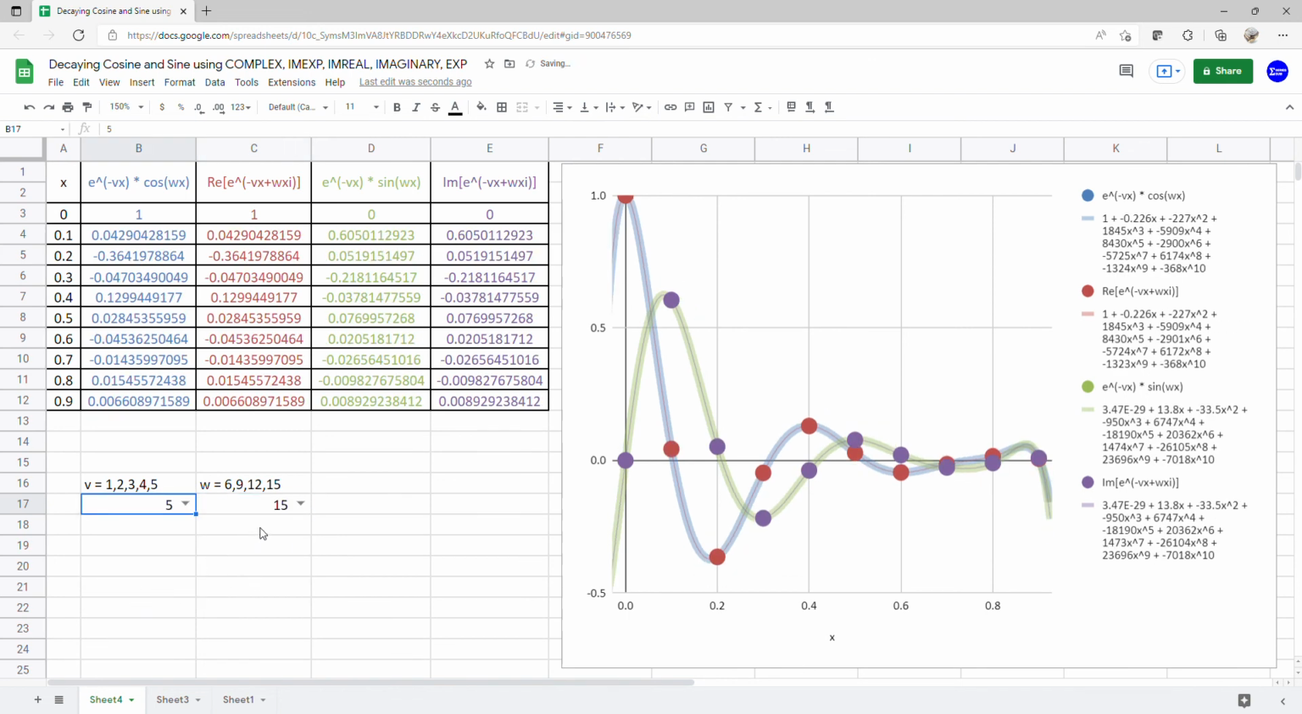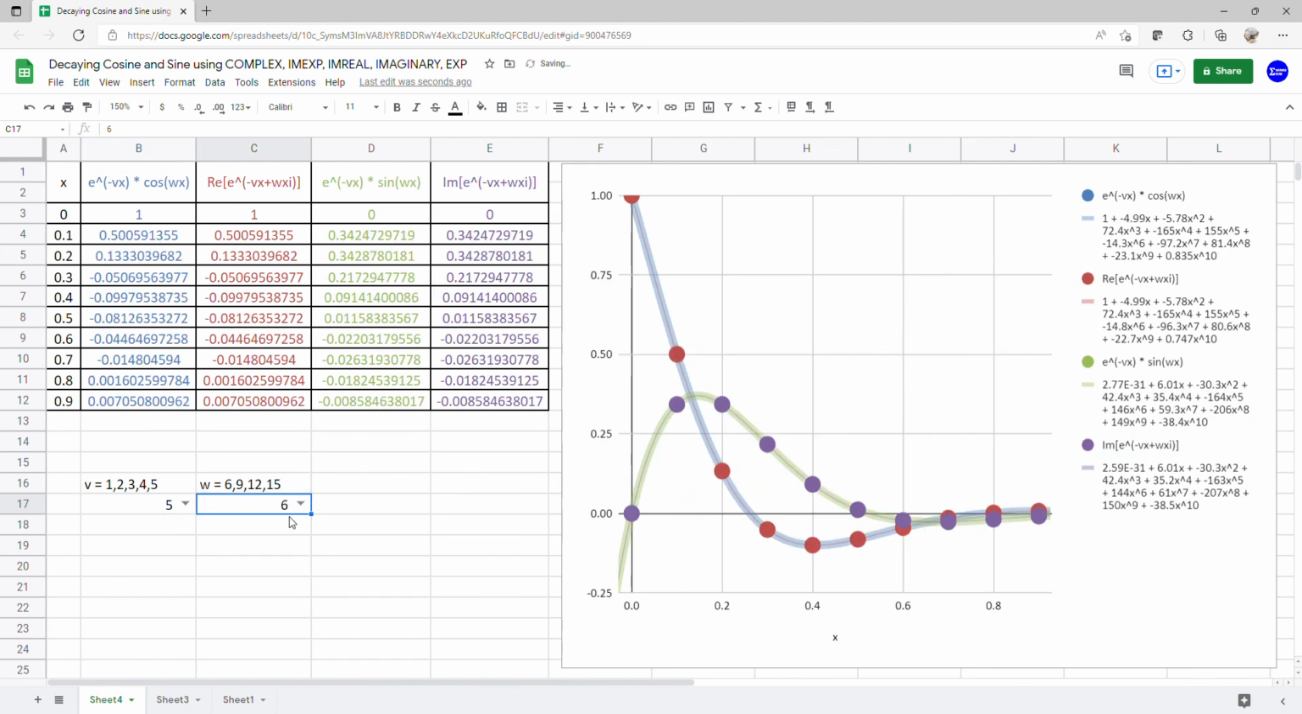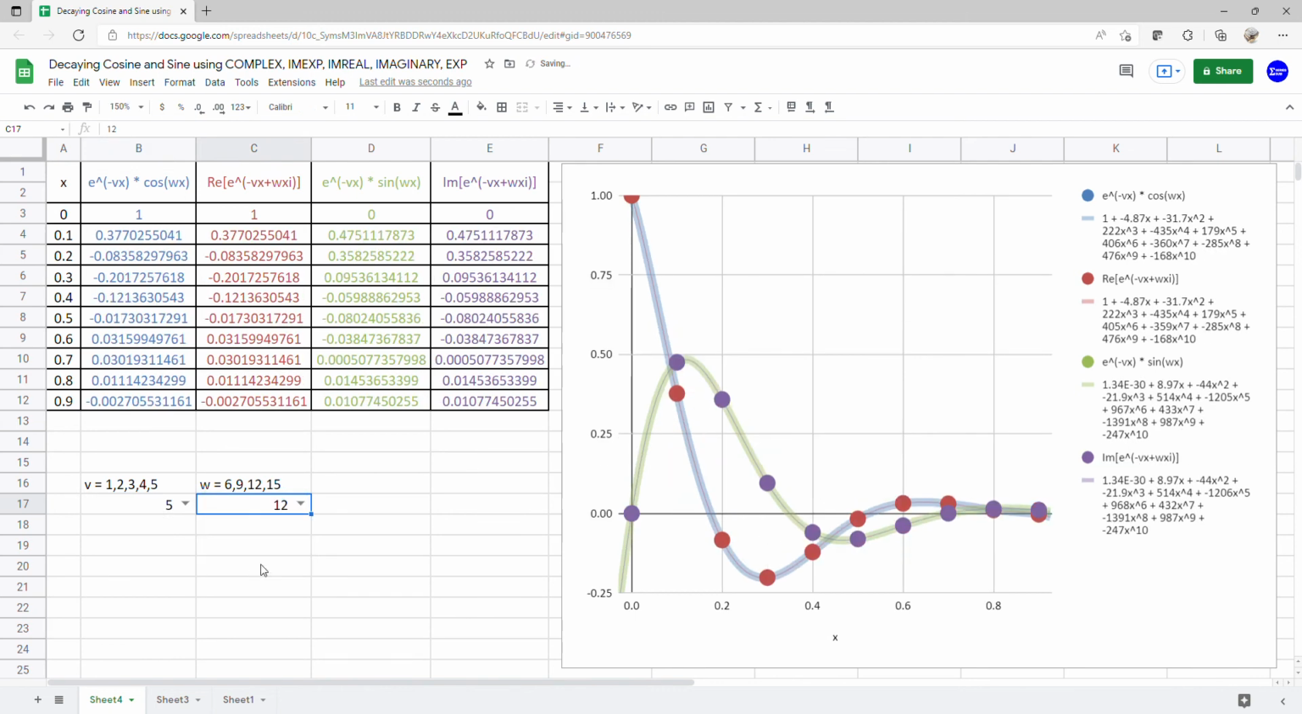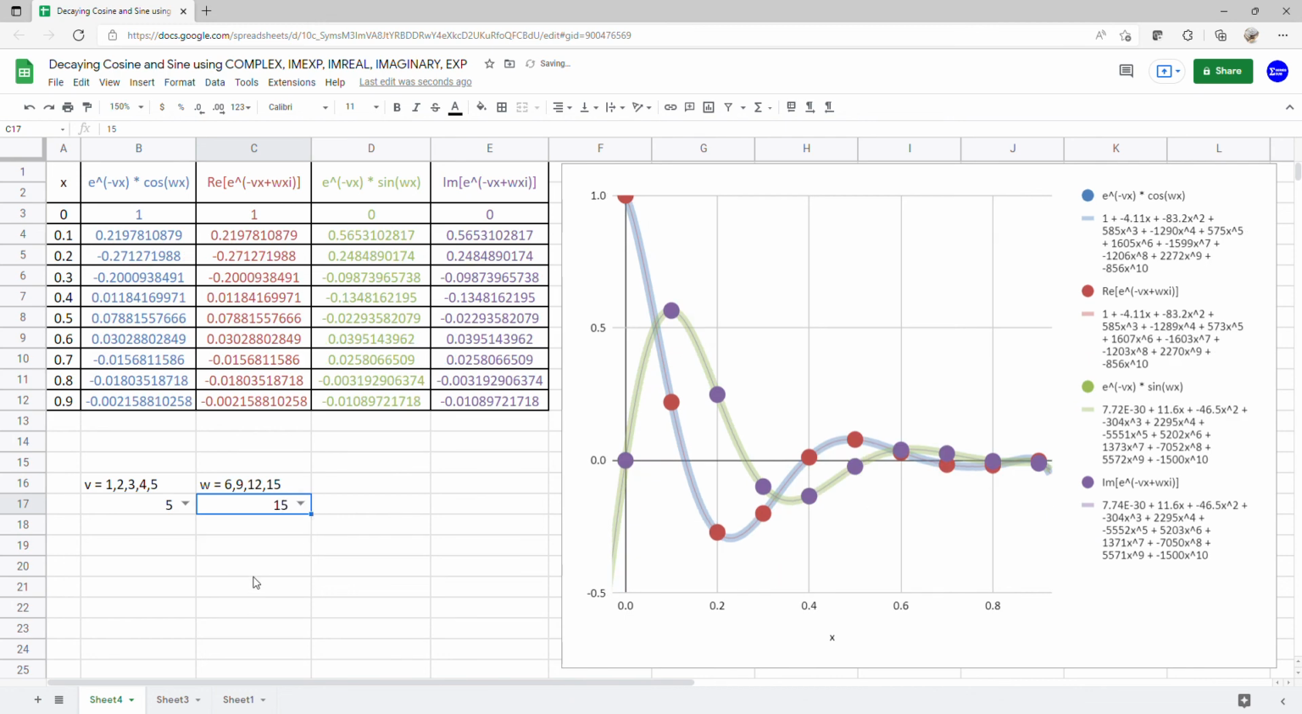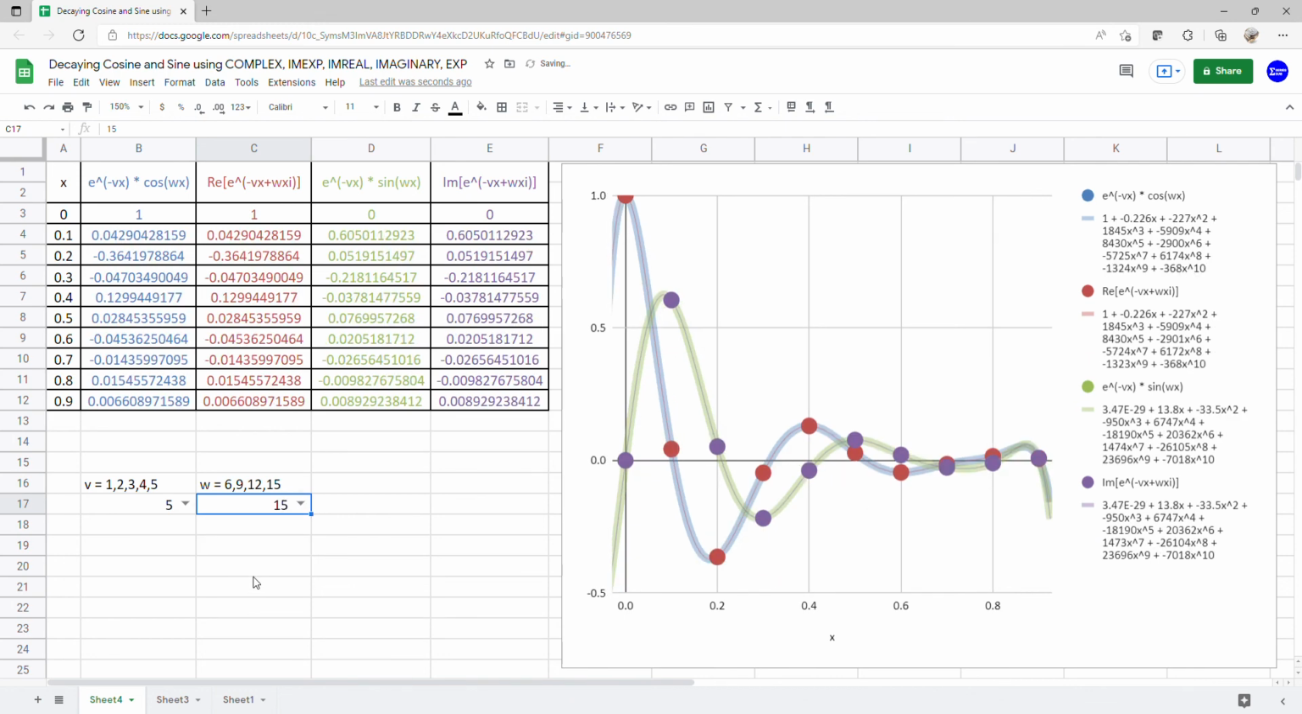Then 5, you can start with 6, 9, 12, 15. This completes the use of the complex function, imaginary exponent function, imaginary real, imaginary, and exponent to show the trend line and polynomials of the decaying sine and cosine.